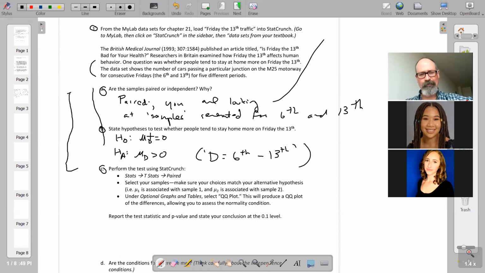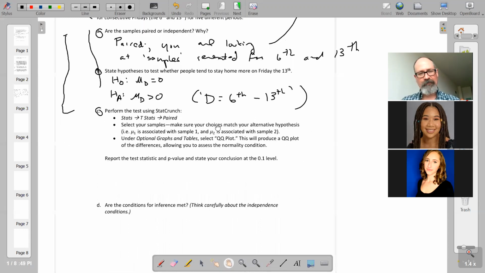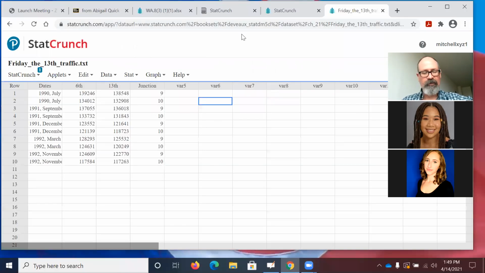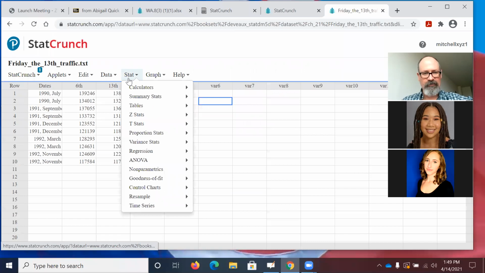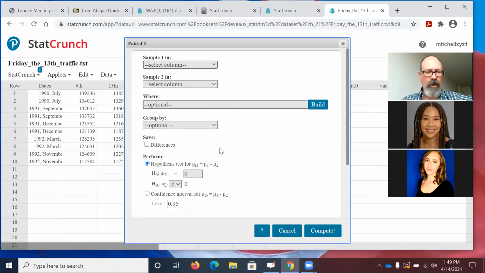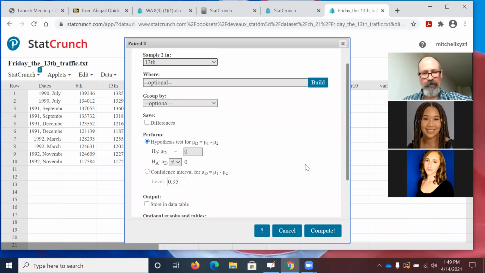And so I think that's probably a pretty reasonable approach if you believe inference can be used at all in this case. If you want to run the one sample t-test, you would use StatCrunch to treat it as paired data. So you go to Stat, T Stat, Paired. The first column you'd use, I guess, is the 6th. That's the thing that makes the most sense in context. And the 13th will subtract in that order.